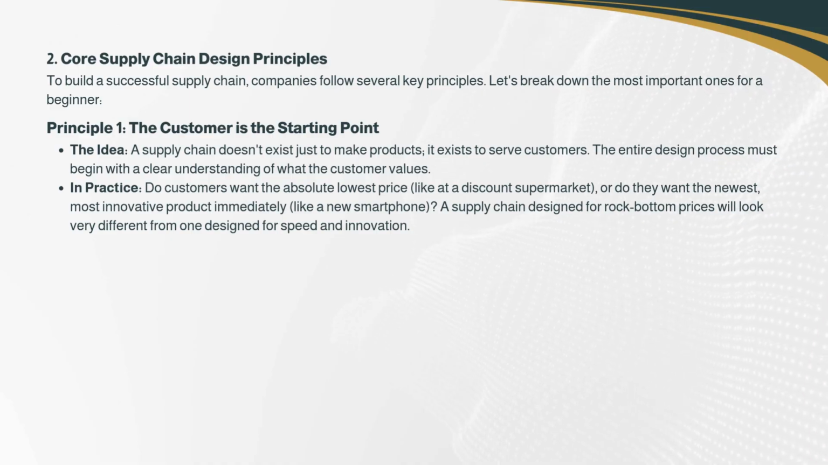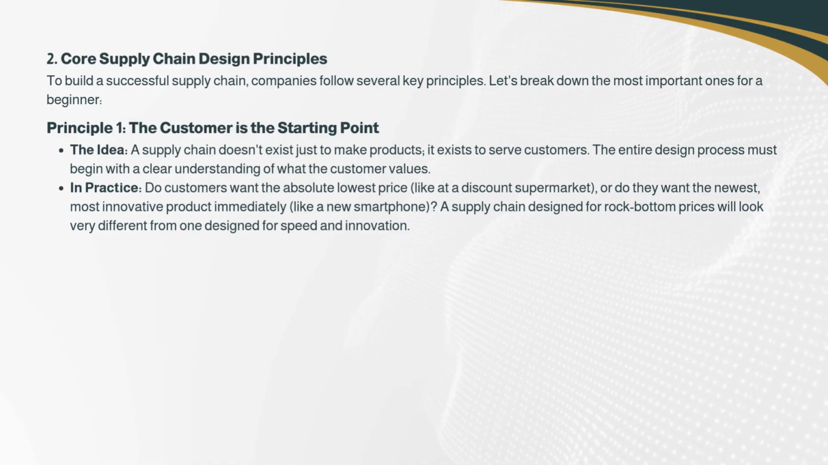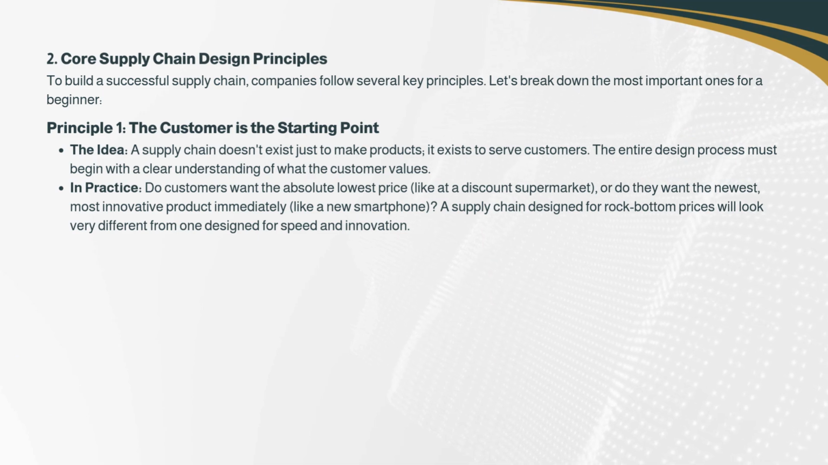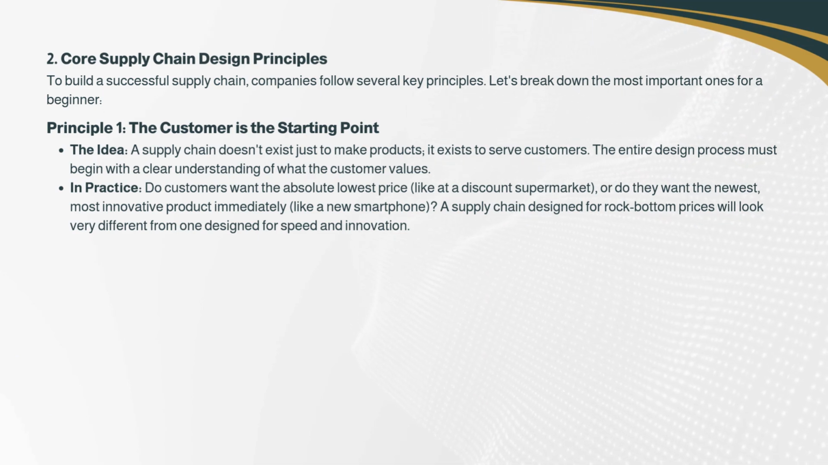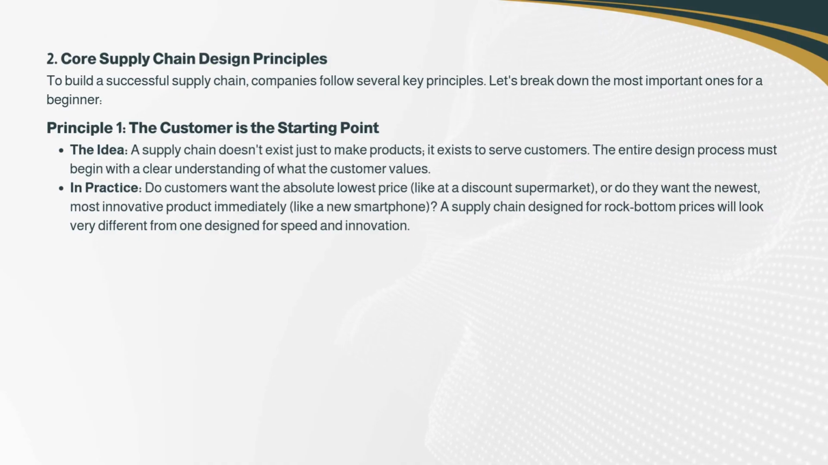In practice, do customers want the absolute lowest price, like at a discount supermarket, or do they want the newest, most innovative product immediately, like a new smartphone? A supply chain designed for rock-bottom prices will look very different from one designed for speed and innovation.